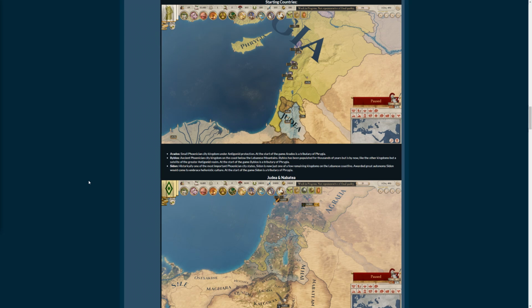Sidon. Historically one of the most important Phoenician city-states, Sidon is now just one of a few remaining kingdoms on the Lebanese coastline. Awarded great autonomy, Sidon would come to embrace Hellenic culture. At the start of the game, Sidon is a tributary of Phrygia.